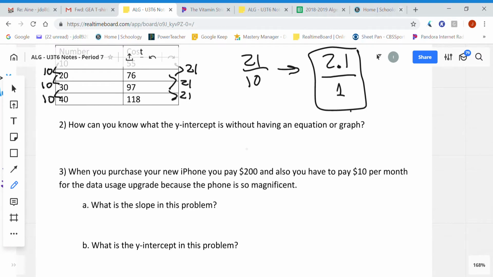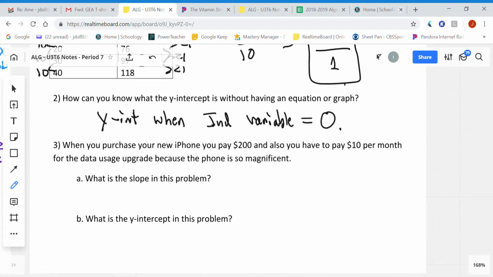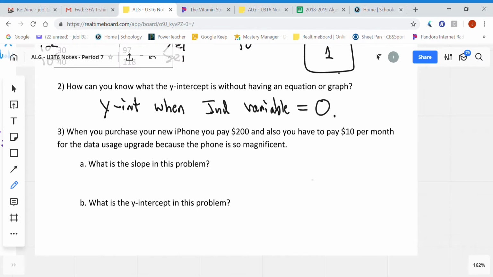How can you know what the y-intercept is without having an equation or a graph, right? The y-intercept is always the ordered pair when our independent variable equals 0. So whatever the dependent variable is, when the independent variable is 0, that's our y-intercept.